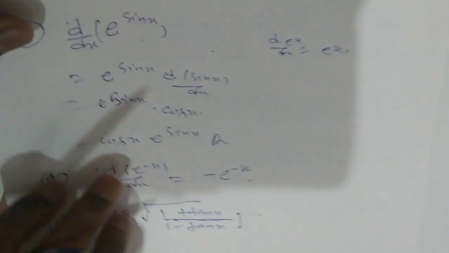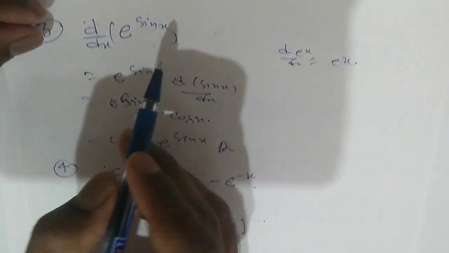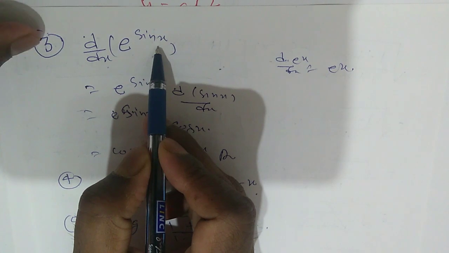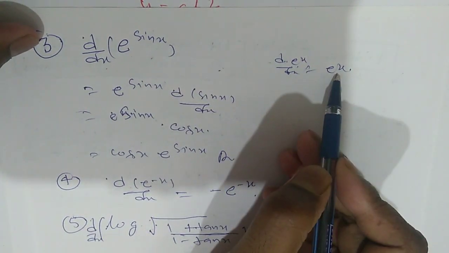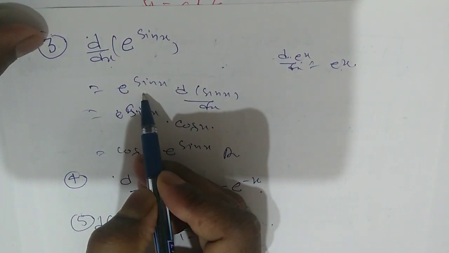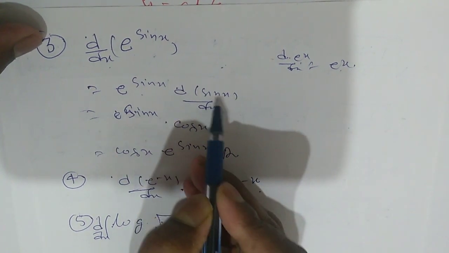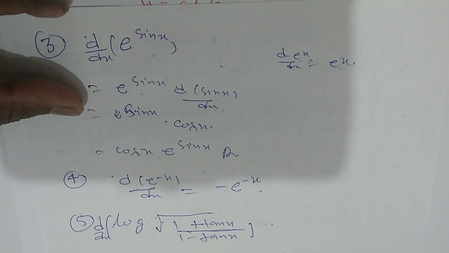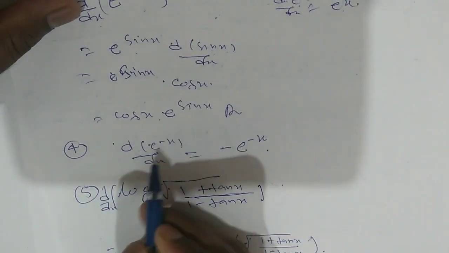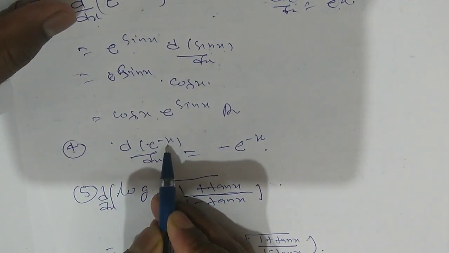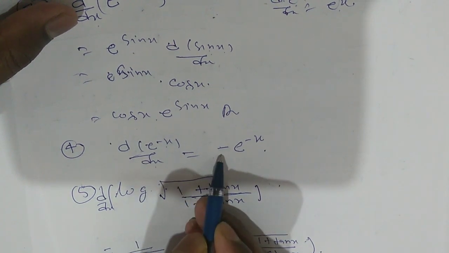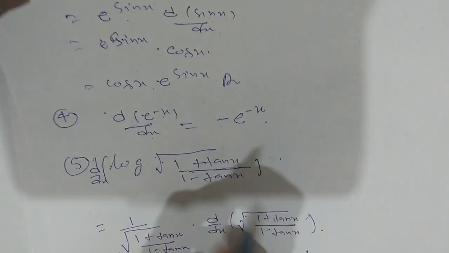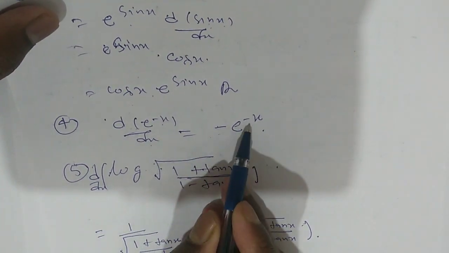Next one is d of dx e raised to the power sin x. As we know that e raised to the power x gives e x, so right here e raised to the power sin x, and next the differentiation of sin x, we got cos x, so cos x e raised to the power sin x is our answer. Next one is d of e raised to minus x upon dx, we got minus e raised to the power minus x, your answer.